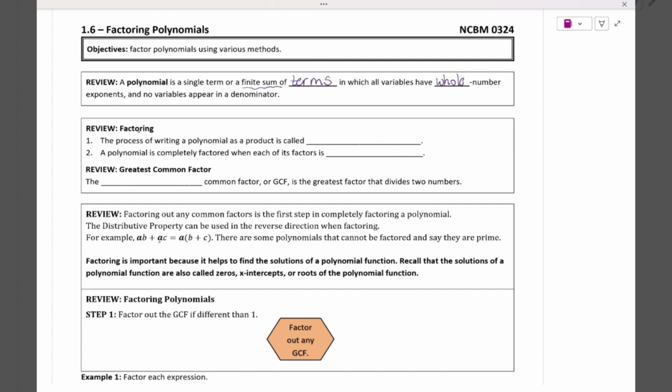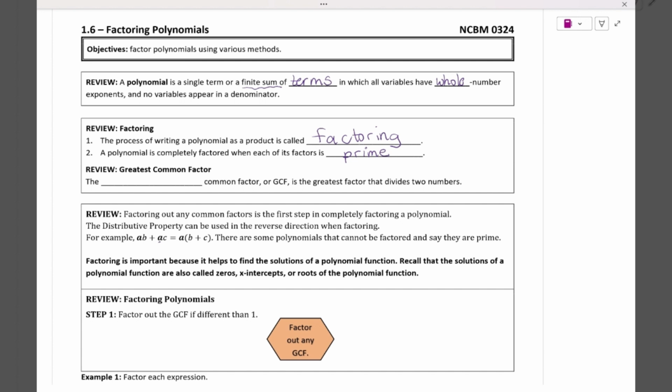Okay, review. What is factoring? The process of writing a polynomial as a product, that's what is called factoring. So breaking something down into products, things that get multiplied. A polynomial is completely factored when each of its factors is prime. So if you think of what is a prime number, it only has one and itself as factors, no other factors. So once a polynomial is prime, we cannot break it down anymore.